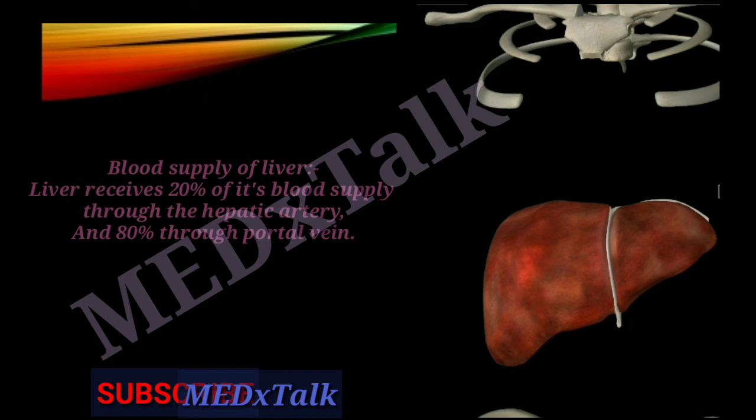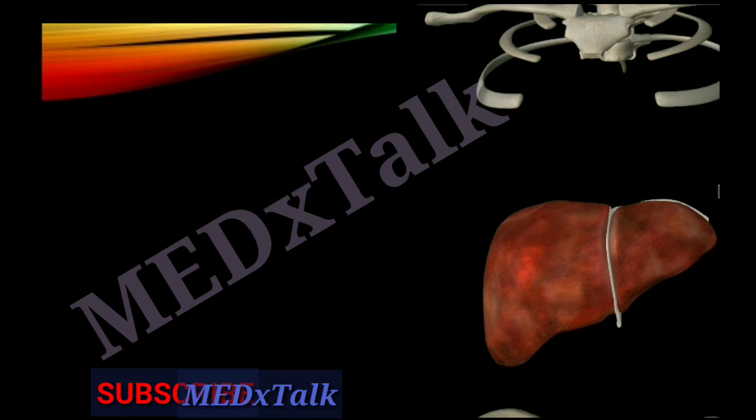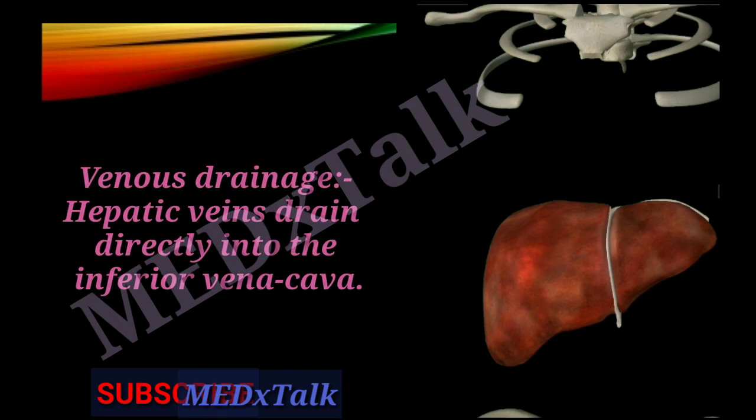The liver receives 20% of its blood supply through the hepatic artery and 80% through the portal vein. Now we discuss the venous drainage. The hepatic veins drain directly into the inferior vena cava.